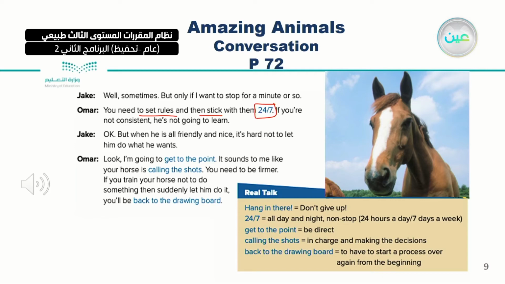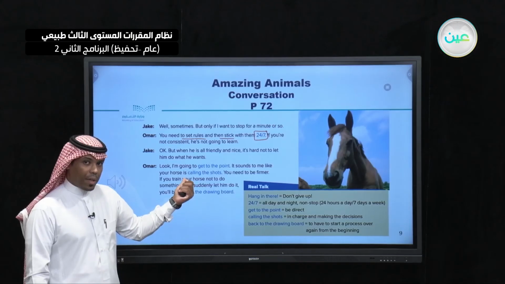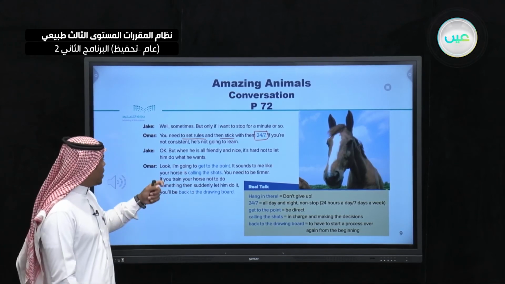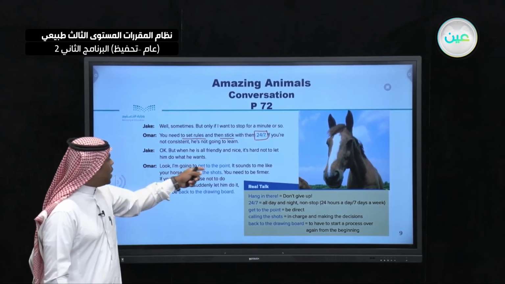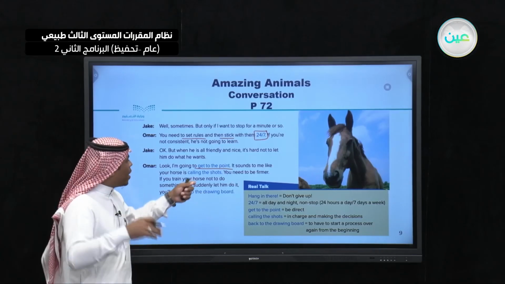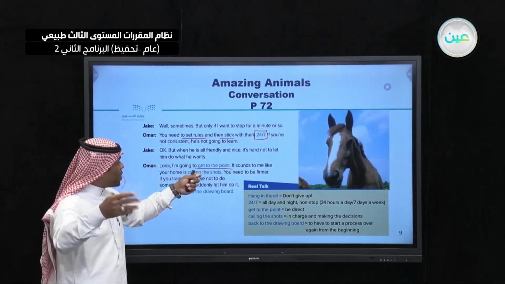So, what's the problem with Jack here? He's not strict enough with the horse. As you can see, I am going to get to the point. Get to the point, what does it mean? To get to the point here is to be direct, to give you straight lines that you need and some advice you need.